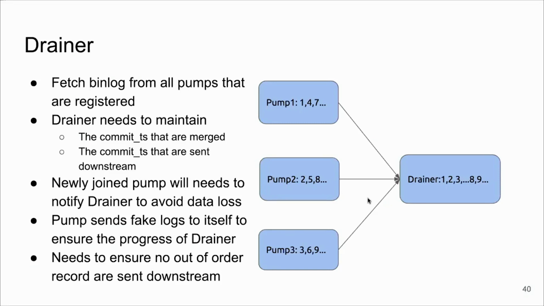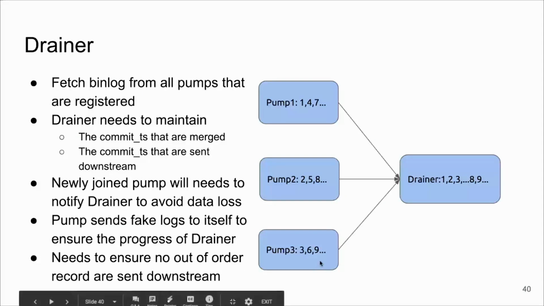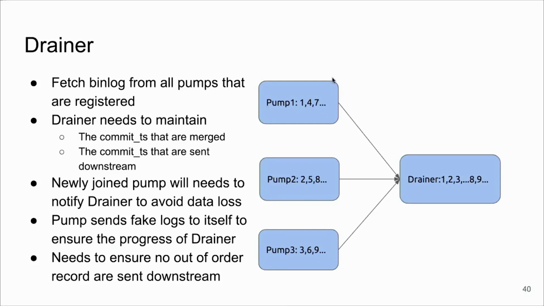Also, in order to make progress, a pump needs to send a fake log to itself. Why is this the case? Because a pump may not receive any binlogs for a certain period of time. In this case, the drainer cannot make progress because it doesn't know the progress of this pump. So it needs to send some heartbeat or fake log to itself, to let the drainer know that there is no actual binlog, and then the drainer can get the next available binlog from the other pumps, right?